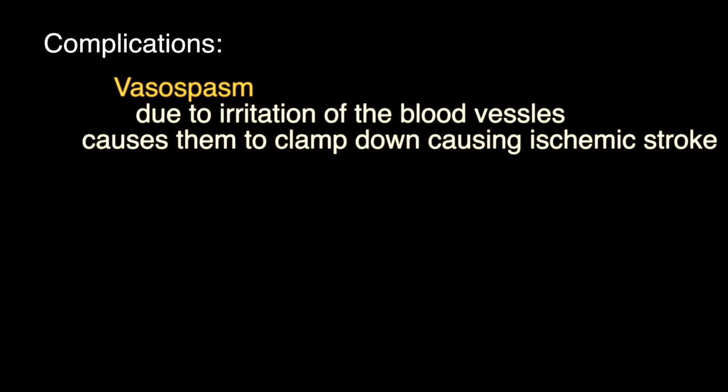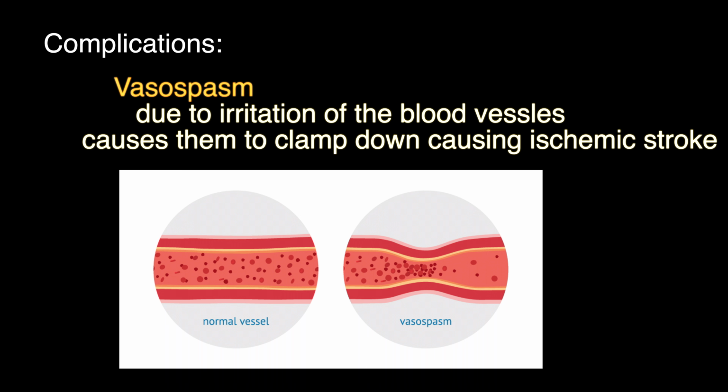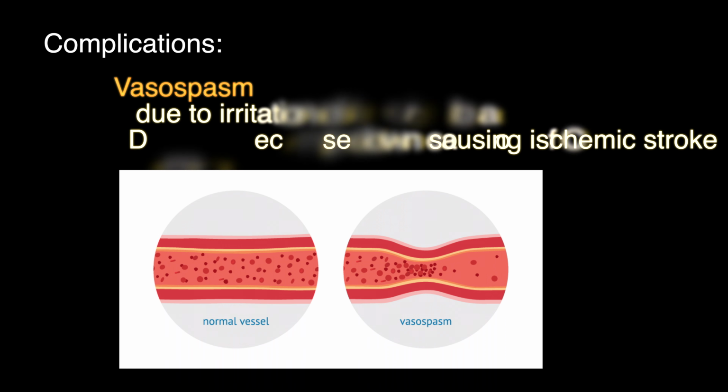Another complication is vasospasm. This is one of the most feared complications of subarachnoid hemorrhage. In this case, the surrounding blood vessels that have blood product lying over them, as the blood starts to break down, the byproduct causes irritation to the blood vessels as well as the meninges, and these blood vessels will start to spasm or clamp down on themselves, causing ischemic stroke.